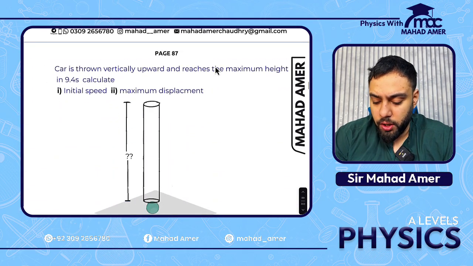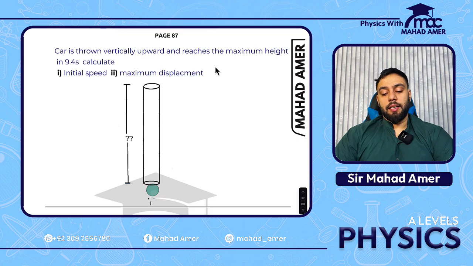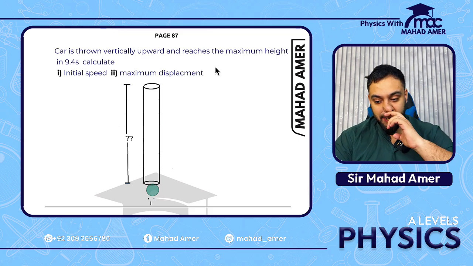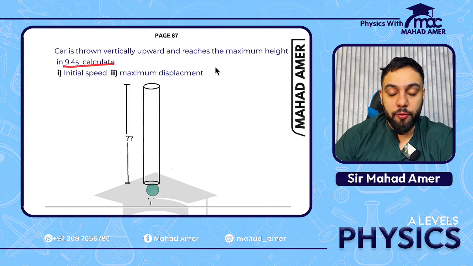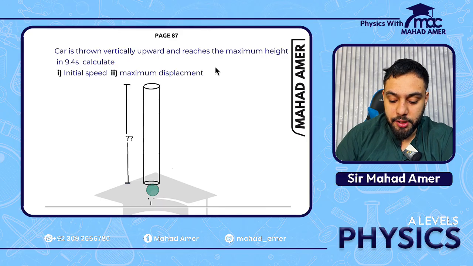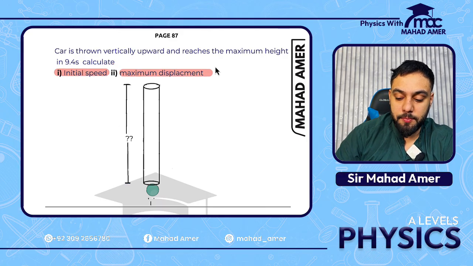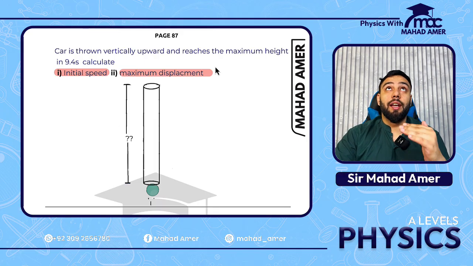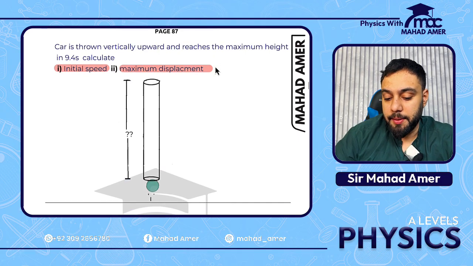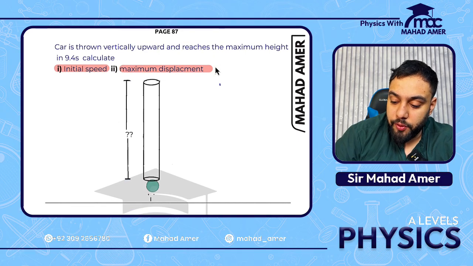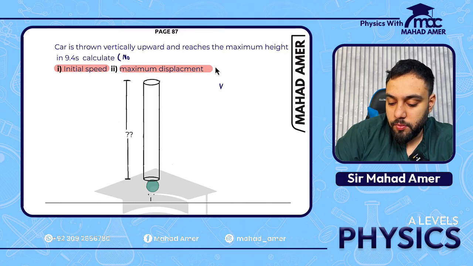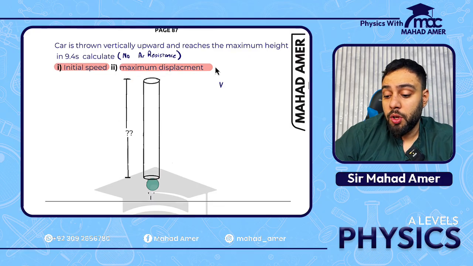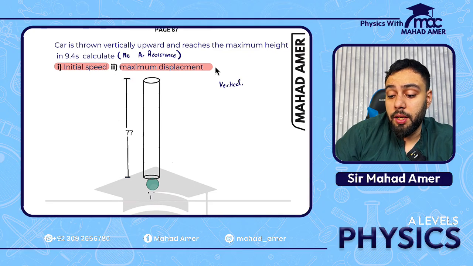Okay, moving on. Now they're saying that a car is thrown vertically upward and reaches the maximum height in 9.4 seconds. Calculate the initial speed and the maximum displacement. Okay. Now this is vertically throwing up. So I'm now throwing the object vertically upwards. And always remember, they would usually say the air resistance is negligible.